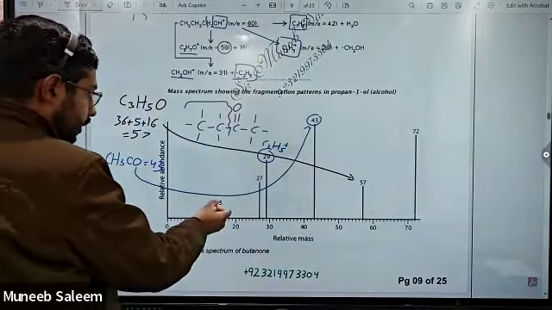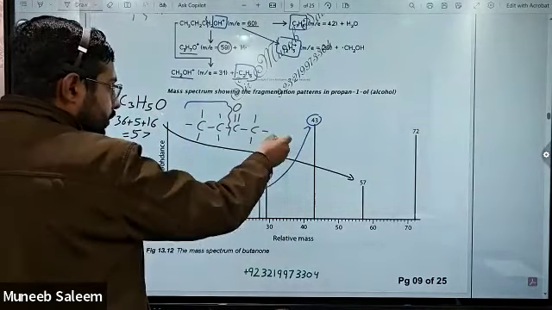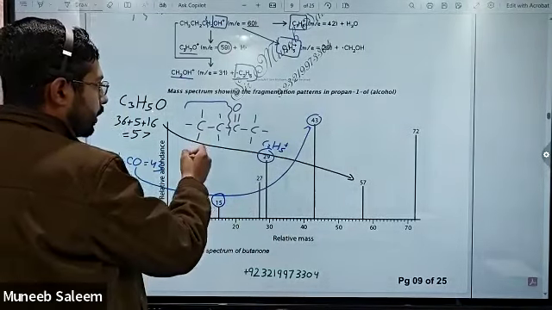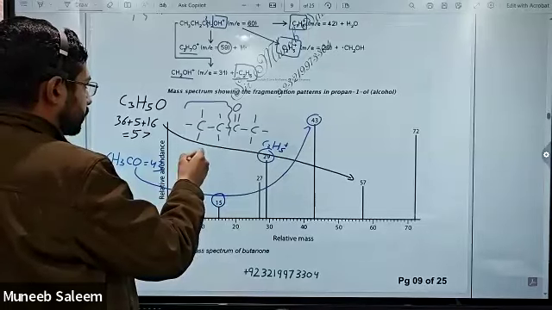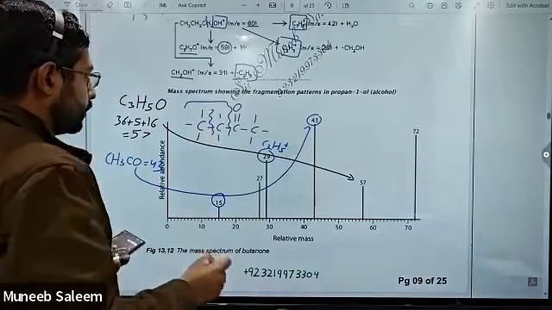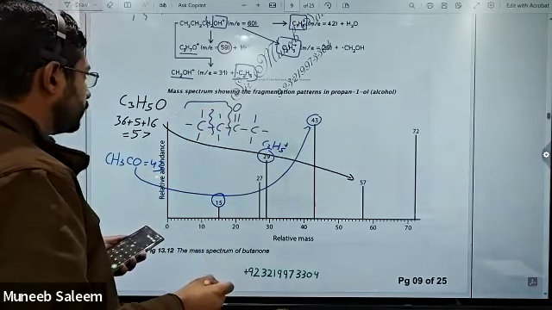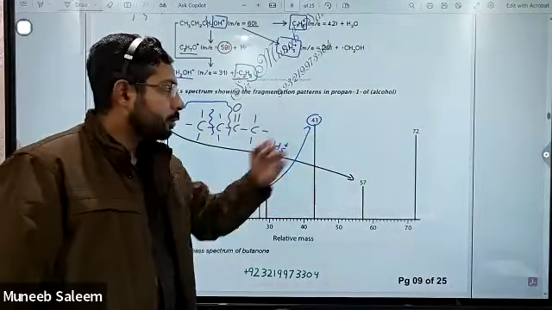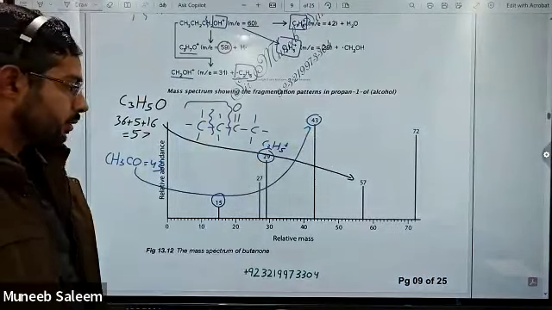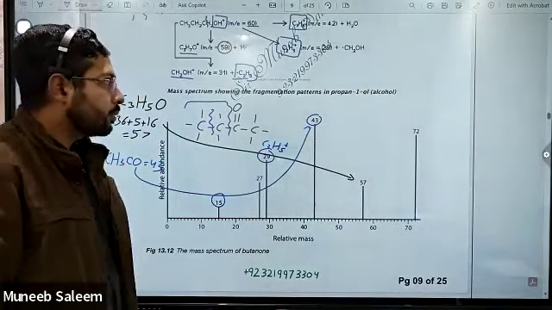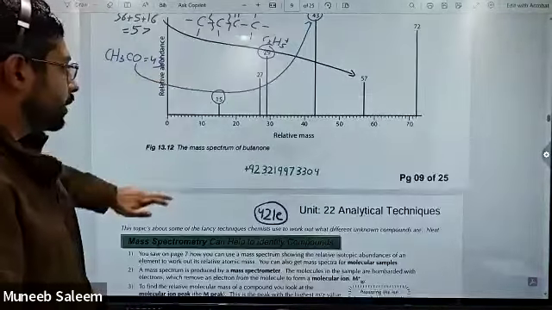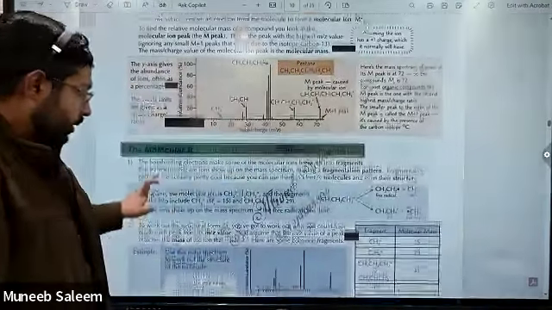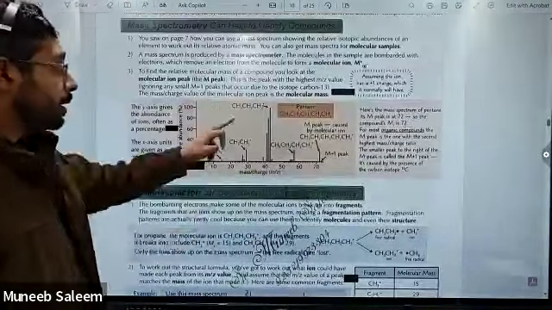In the same way, we have already checked 15, we have checked 29, we have checked 43, and you can in fact also produce another fragment. If we cleave from here, it will produce CH3CH2CO. So you can keep doing fragmentations, and then you will come to know which fragment belongs to which value. The rest of the peaks are kind of your assignment, which you can do later. We already checked the mass spectrometry of butane and pentane.